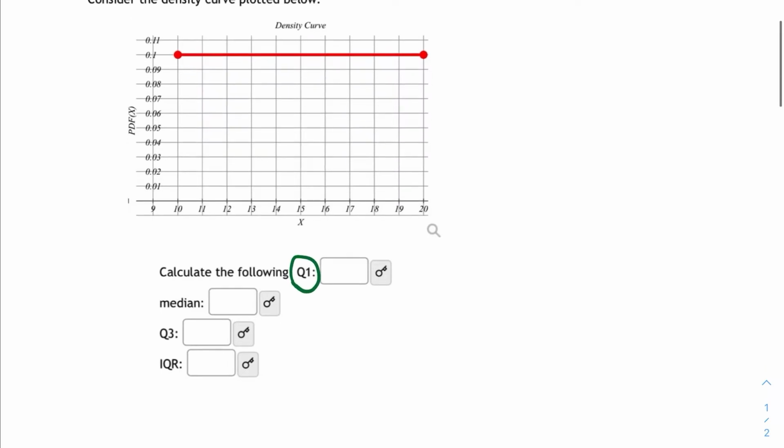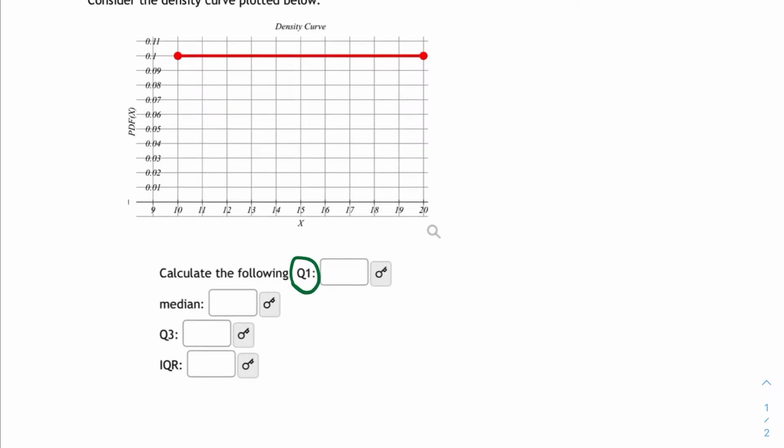To calculate the first quartile, we need to find the x value that has 25% of the area to its left. So I'm looking along the x-axis for some x value where the area to the left there in that triangle is a quarter of the total area between 10 and 20. So I'm looking for a specific x value that represents the 25th percentile or the first quartile.